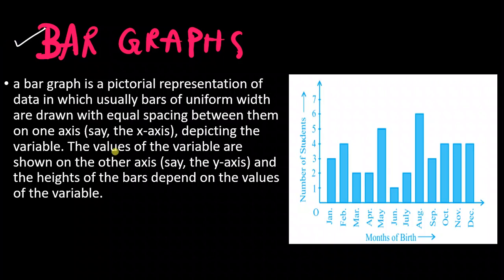Now, a bar graph is a pictorial representation of data in which usually bars of uniform width are drawn with equal spacing between them. On one axis, say the x-axis, the variable is depicted, and the values of the variable are shown on the other axis, say the y-axis, and the heights of the bars depend on the values of the variable. Might be something which you may know or may not know, but let me explain it to you in detail.